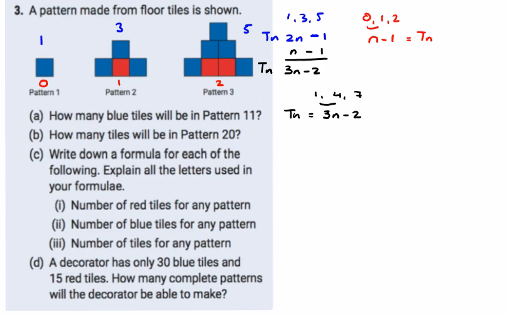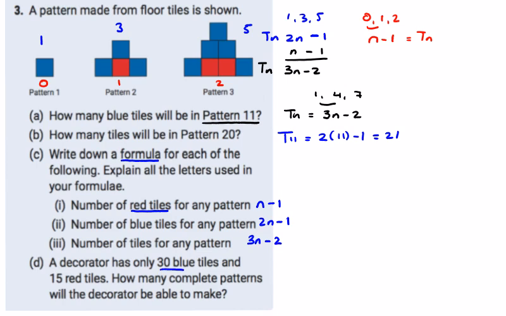How many blue tiles in pattern 11? Well, blue is 2n minus 1. So T11 for blue is equal to 2 times 11 minus 1, which would be 21. Then we're asked for a formula which we always start with for each of the following. The number of red, we have n minus 1. The number of blue is 2n minus 1. Any pattern is 3n minus 2.